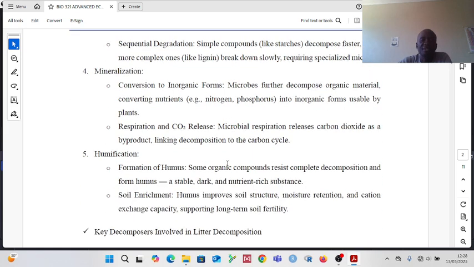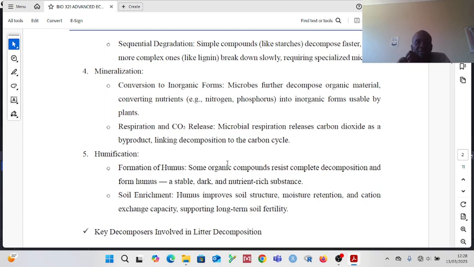Then you have the mineralization. Through this process, you talk of the conversion into inorganic forms, which are now usable by the plants. So it's the conversion of organic material into inorganic forms, which the plants can use.